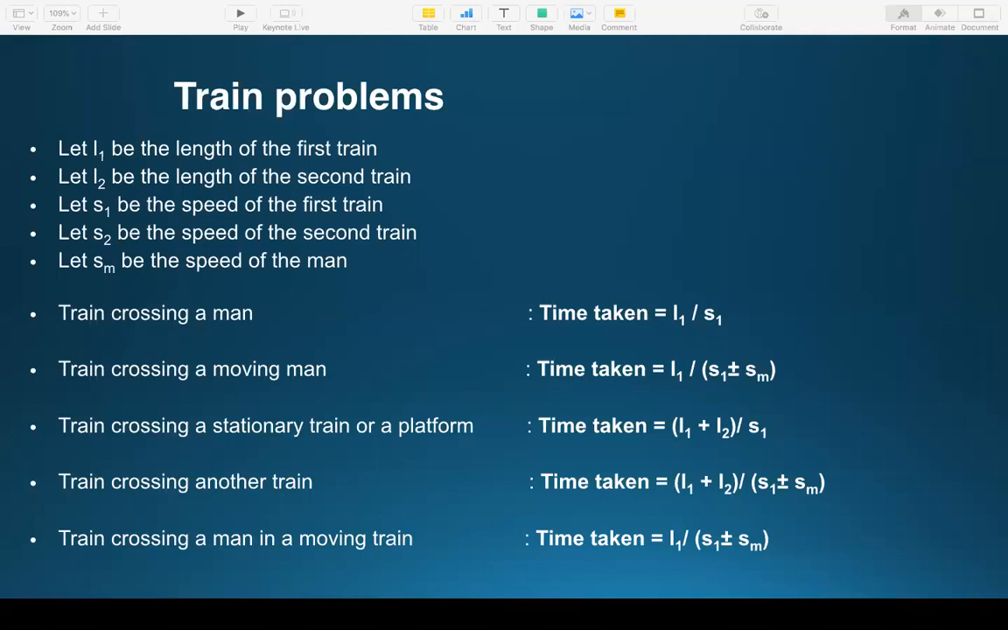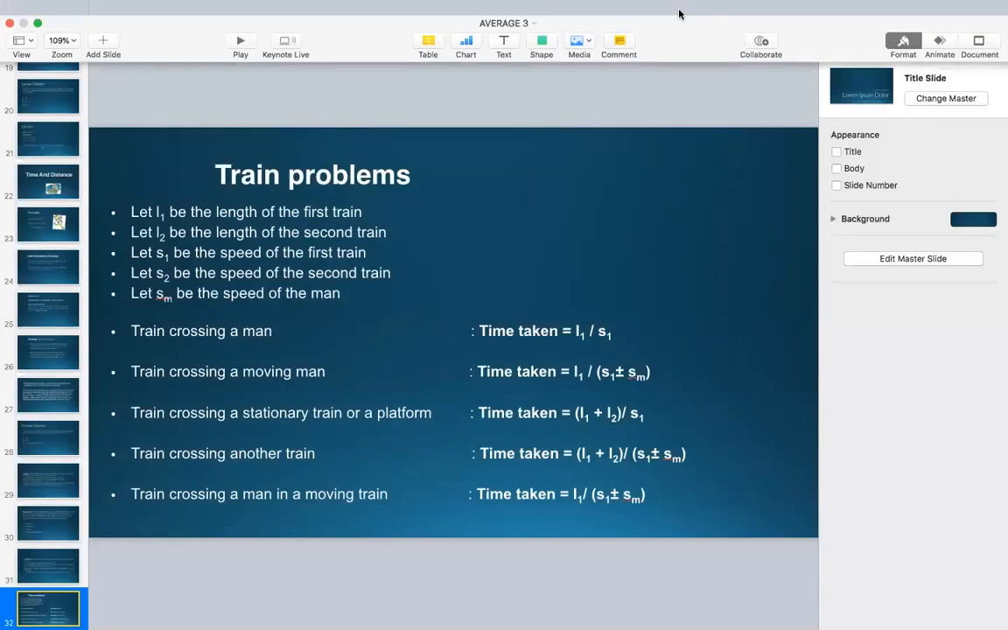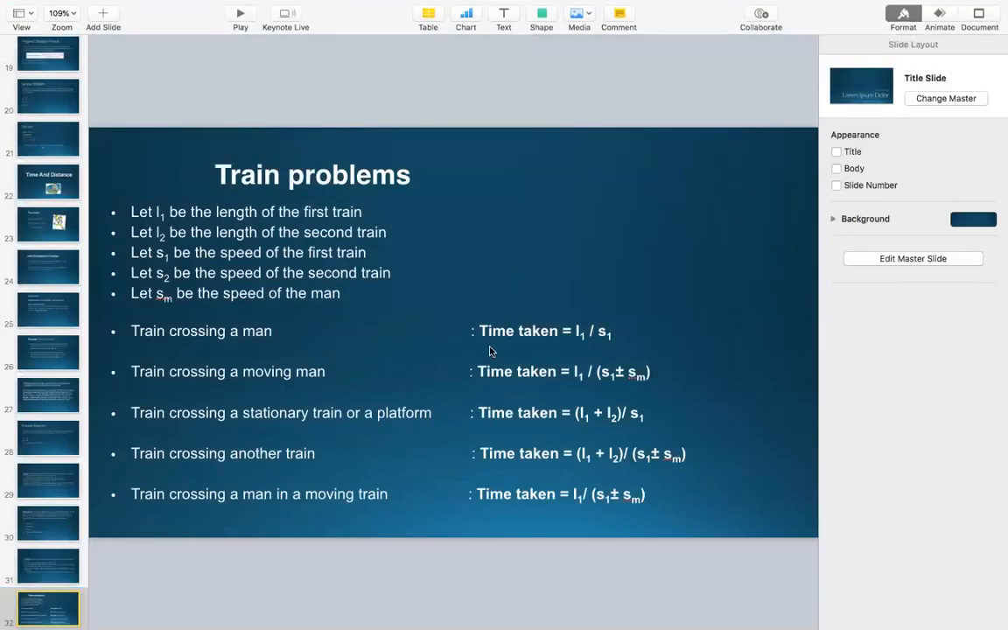When the first engine or the first coach of the train has just crossed you, at that point, the timer starts. And as soon as the last coach of the train has completely crossed you, the timer stops. And this duration is nothing but the duration taken by the train to cross you completely, right? Clear? This is the time taken by the train to cross you completely.